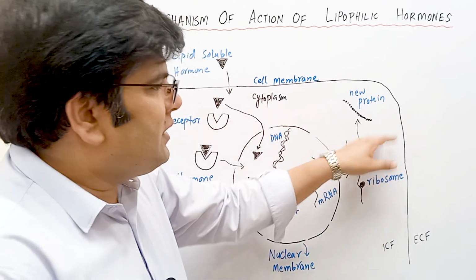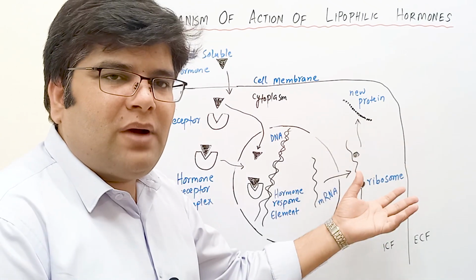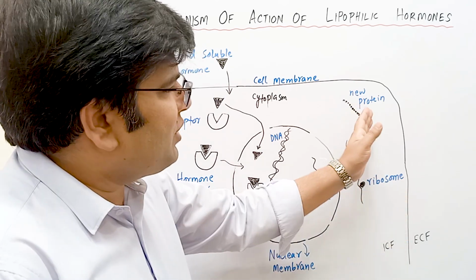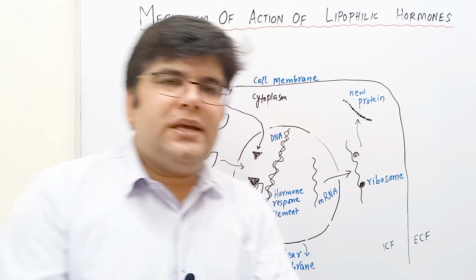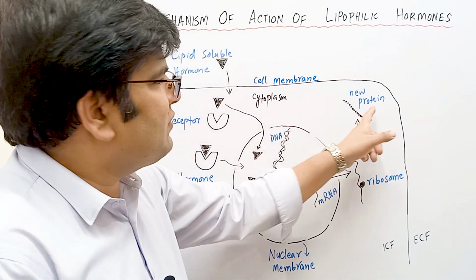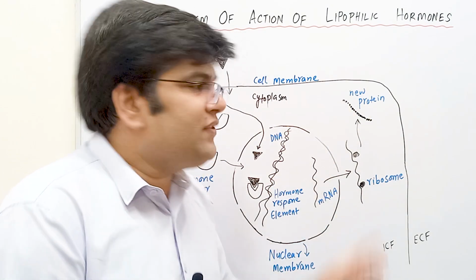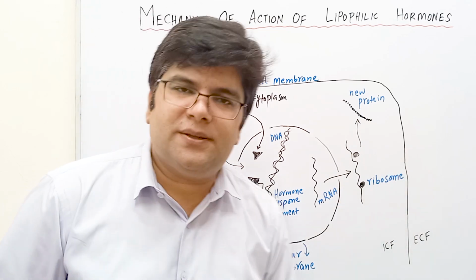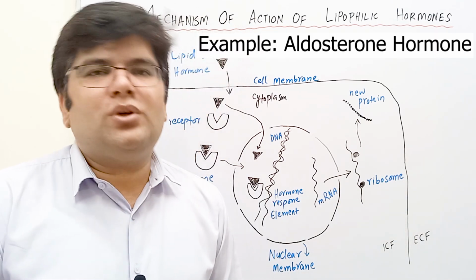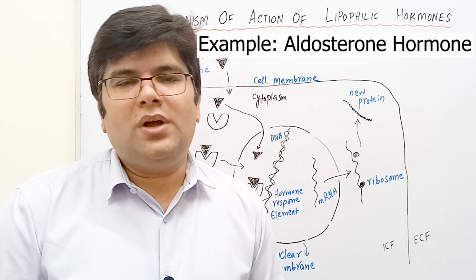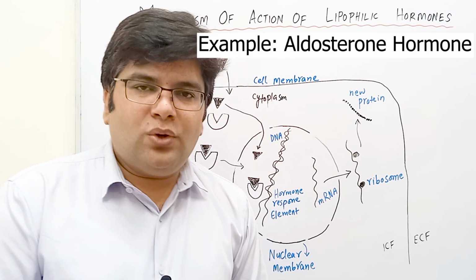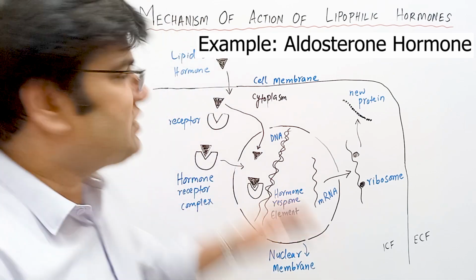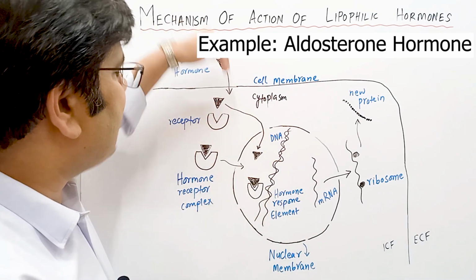Some proteins are transport proteins, some are structural proteins, and some proteins will be released from the cells as they are secretory proteins. So the increase or decrease in the synthesis of these new proteins affects the physiologic actions of the cells. For example, aldosterone is a steroid hormone which is released from the zona glomerulosa of the adrenal gland. Because it is a steroid hormone, it's lipophilic and can easily cross the cell membrane.